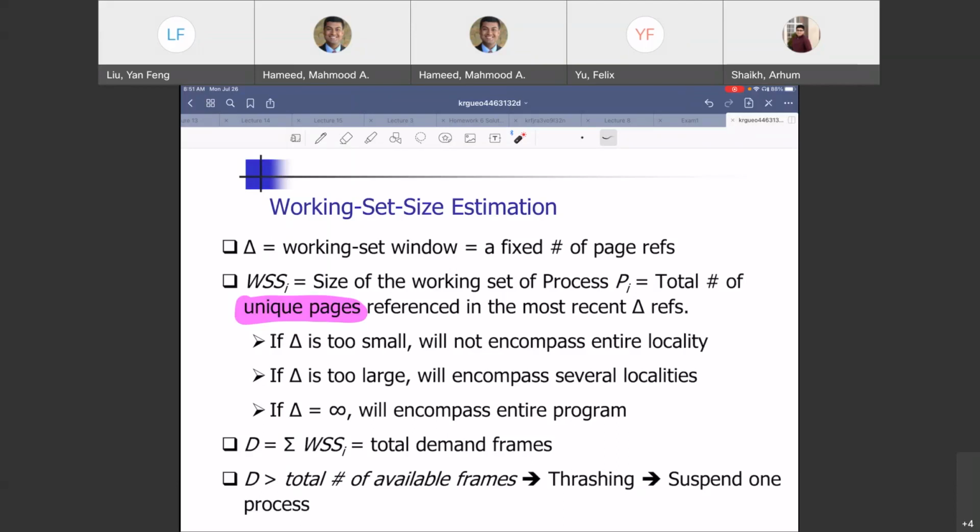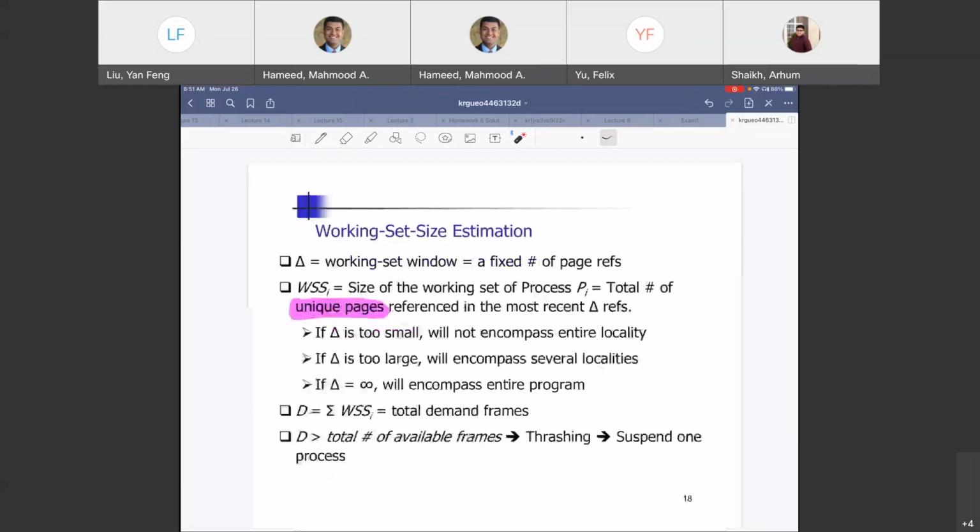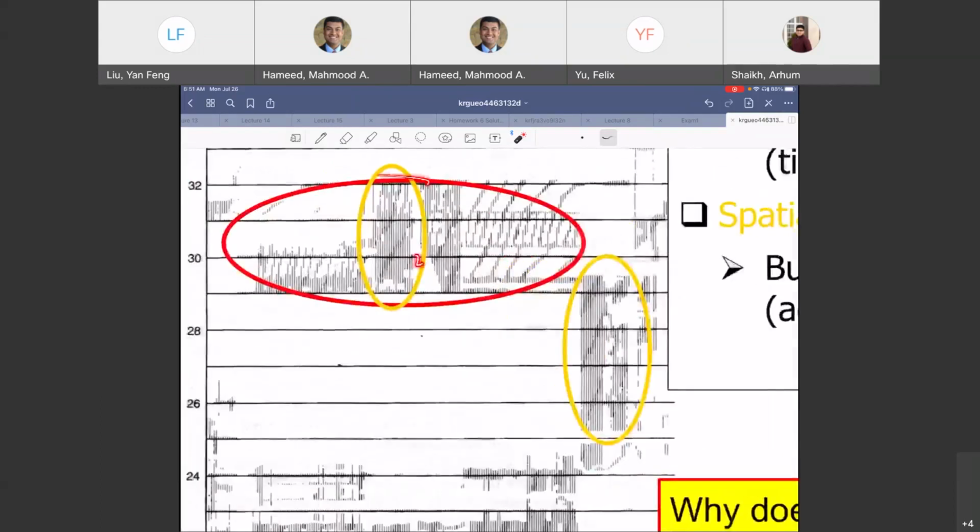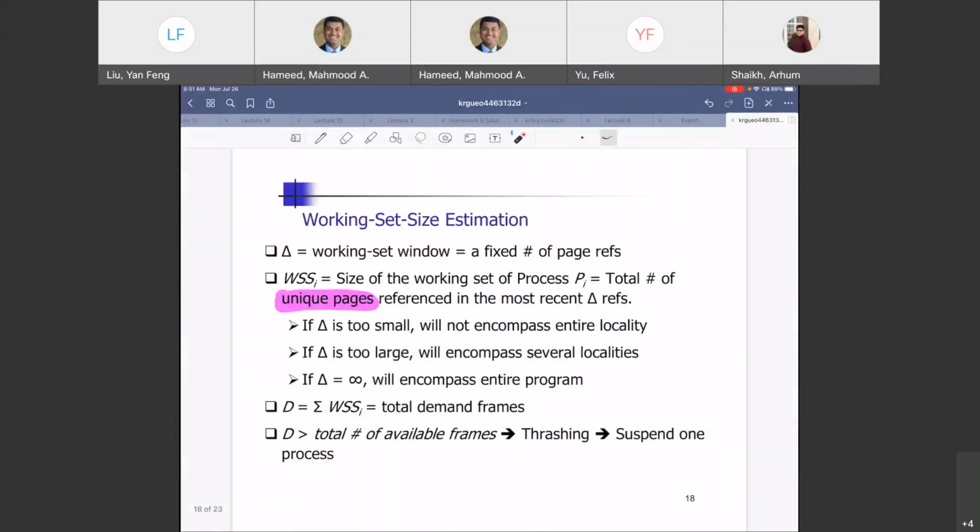In general, so you're going to allocate very, very few frames to it, right? If you assign very few frames to it, then you're not going to encompass the total locality. If your time window is short, then you're probably only allocating a portion, not the entire thing. So if delta is too small, then you will not encompass the entire locality. In other words, you may have a high page fault rate, because if you are not leveraging locality, then this is not going to work really well. You will still be doing page faults.